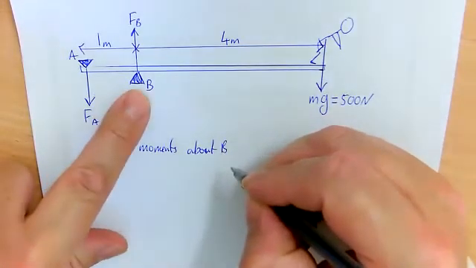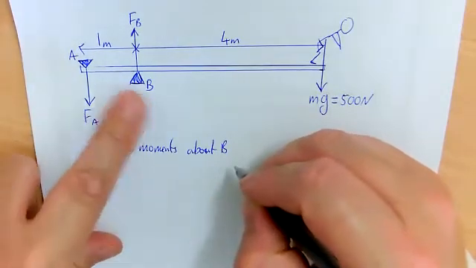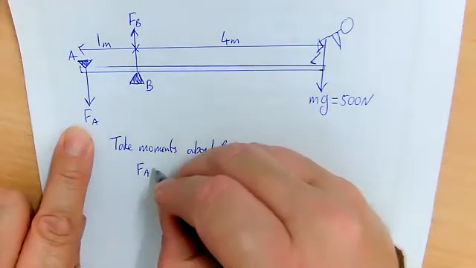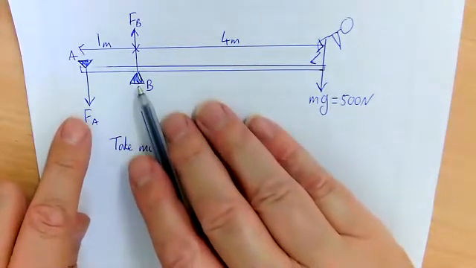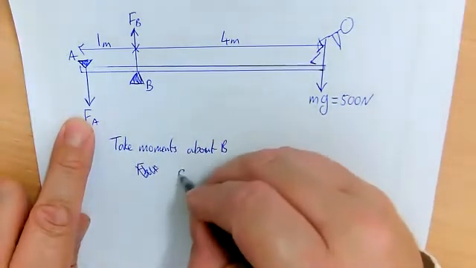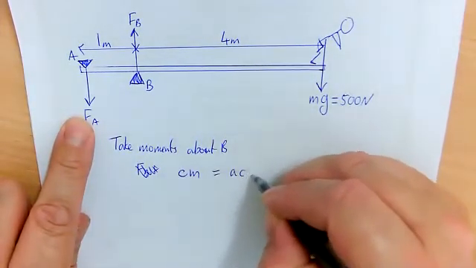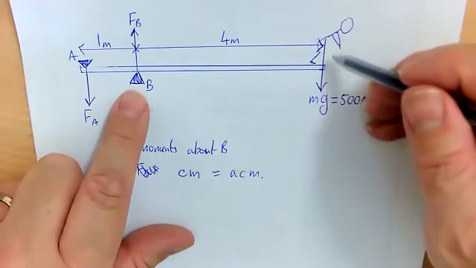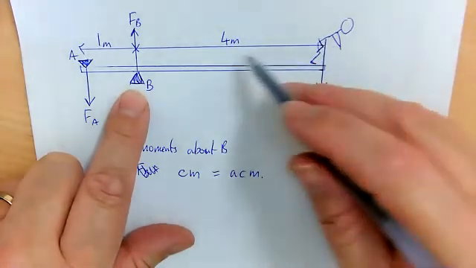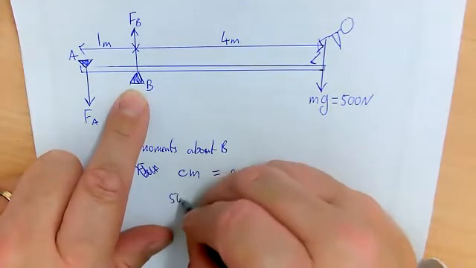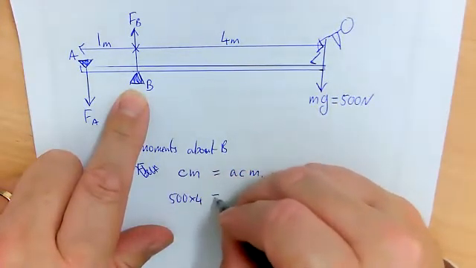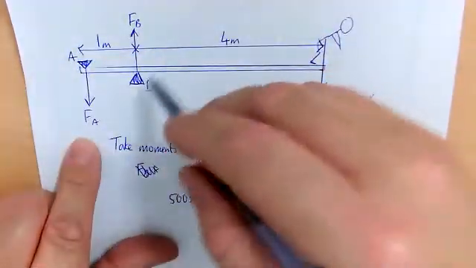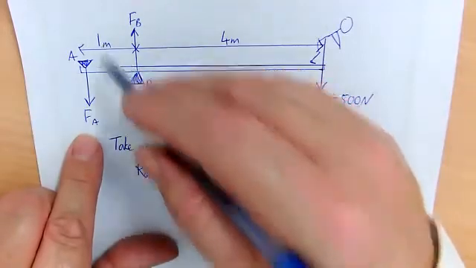Okay, so we assume we want to work out the moments about there. The clockwise moment must equal the anti-clockwise moment. If I take the clockwise moment, that's from the diver about to jump off, 500 newtons multiplied by 4 meters, which is equal to the anti-clockwise moment, which is the force A, trying to turn it that way, force A multiplied by the perpendicular distance of 1 meter.